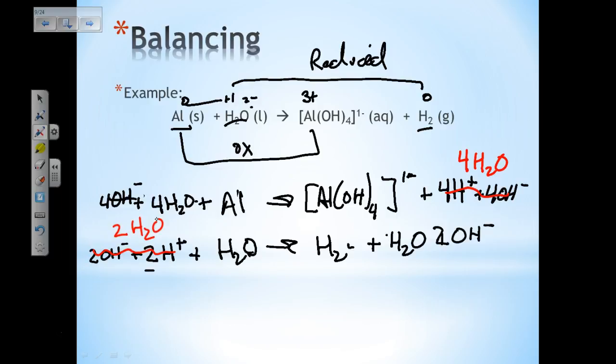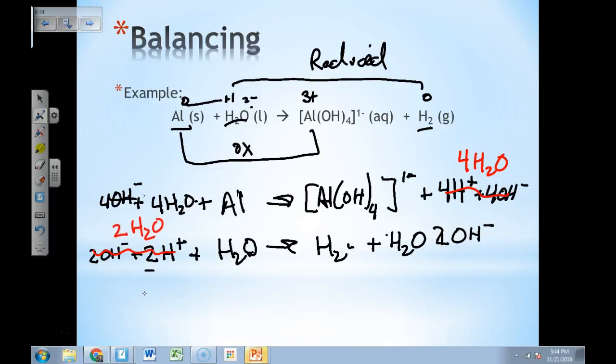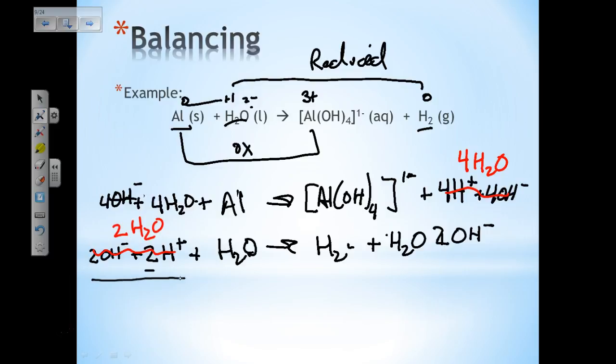Okay, so now we've catalyzed this with base. Notice there's no H plus left. Now what we have to do is make sure we balance the charge. This is what ends up happening. We balance the charge using electrons. This is 4 minus, this is only 1 minus, so we need to have plus 3 electrons on this side.